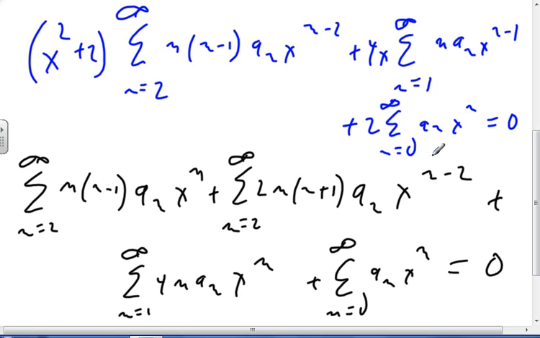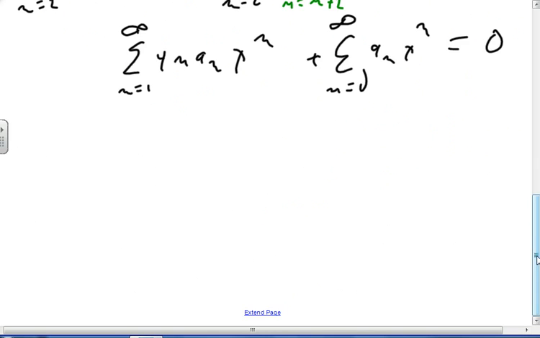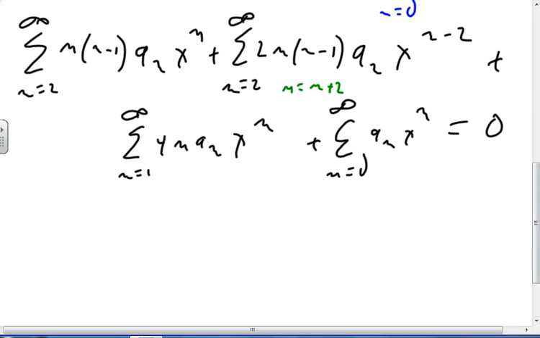Okay, now the only term that isn't x to the n is this term right here. So I do a substitution in him and say n is equal to n plus 2. I would also go back and change this to a minus sign so that I don't get the answer wrong, because I muffed up and didn't put a minus sign there. Okay, so now I'm going to rewrite it.